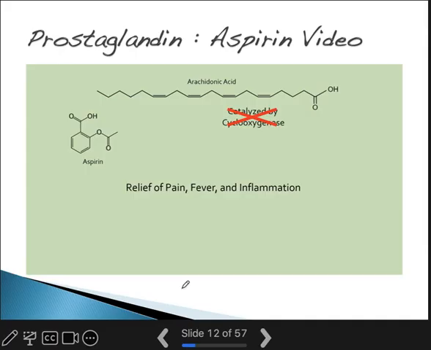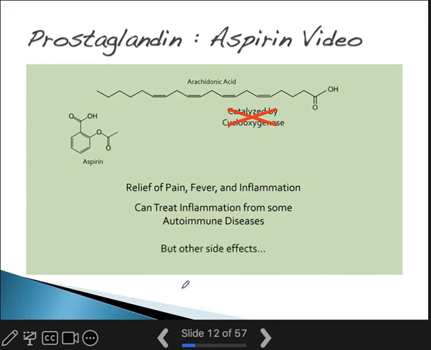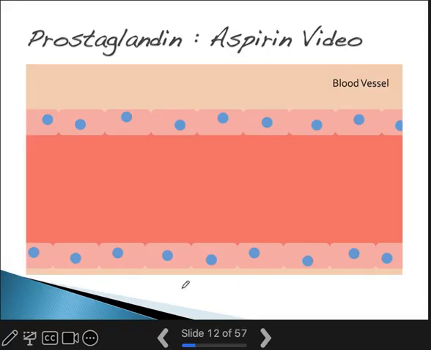This inflammation doesn't have to just come from infections. Inflammation from some autoimmune diseases such as rheumatic arthritis can also be relieved using aspirin. However, since prostaglandins aren't just involved in discomfort as mentioned earlier, using aspirin also stops other body functions as well. Sometimes this is a surprising benefit.